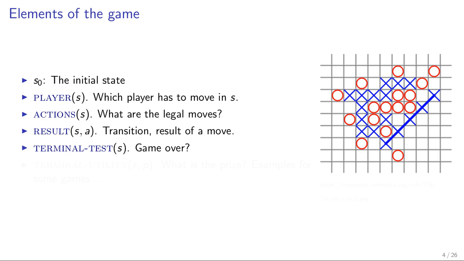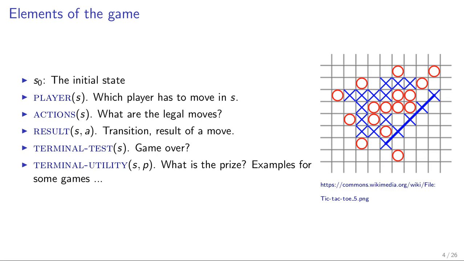And the terminal test. Before it was, am I in the goal? Now it's, is the game over? If it's chess, it's checkmate. If it's tic-tac-toe, somebody has three in a row or on a diagonal. So these are the components that we will need. And terminal utility: you get a prize only in the terminal state. If it's checkmate, then you win, and only those states have a utility. During search, we could assign costs on the way, like the cost so far. But here the only thing that matters is the terminal utility. Did I win or did I lose? And then you have to propagate that back up.